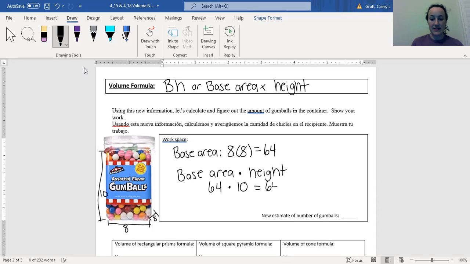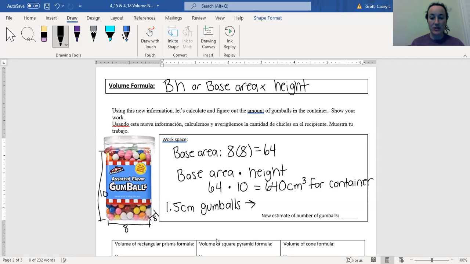is going to be 640 centimeters cubed for the container. Okay, 640 centimeters cubed for the container. Our container, though, it's not empty. Within the container, we have 1.5 centimeter gumballs.